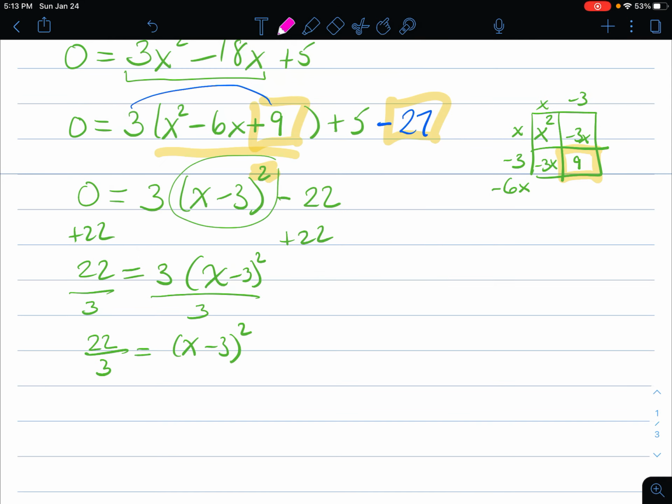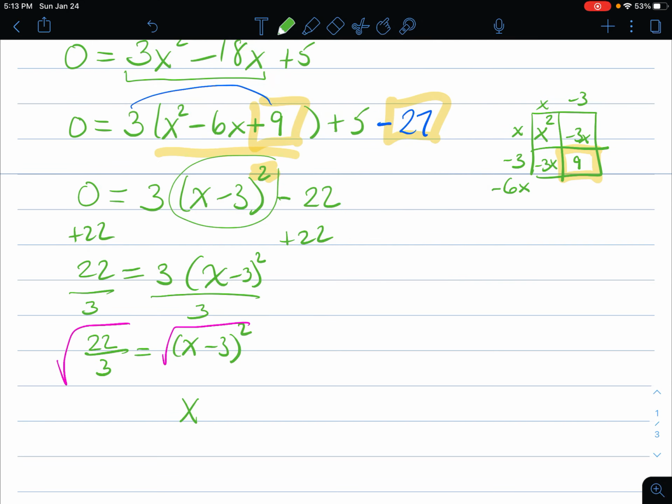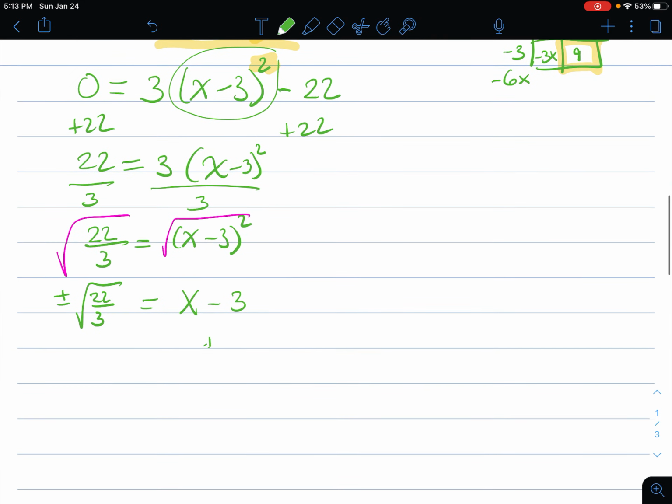Okay, now from here, how do I undo a perfect square? I take the square root. And of course, I remember we need a plus or minus. So x minus 3 equals plus or minus the square root of 22 thirds. I will add 3 to both sides, and I'll get 3 plus or minus the square root of 22 thirds, and that is equal to x.